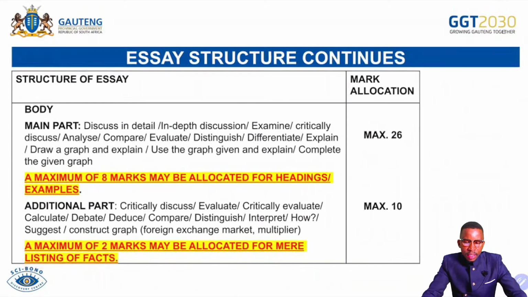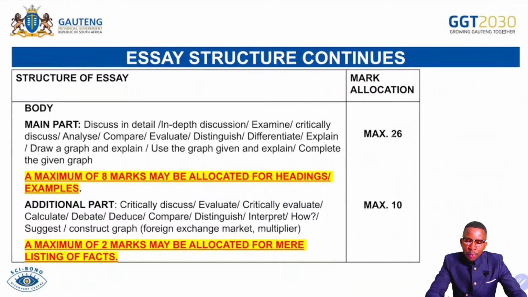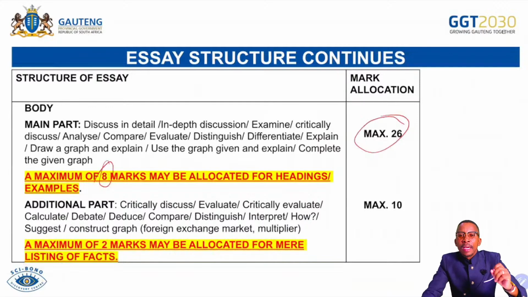We continue with the structure. That's the body of an essay, where you have to discuss in detail, the in-depth discussion. It is very important for you to know that this is the 26 marks, the main part, and under the main part you have a maximum of 8 marks for subheadings. That's why your essay must be arranged in subheadings. For subheadings you have 8 marks, and then you also have 3 marks for examples.